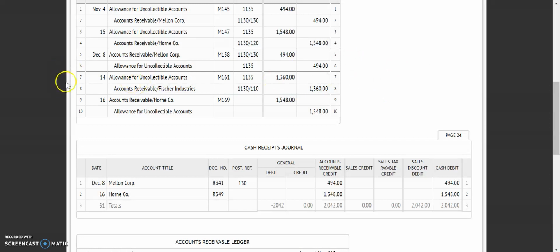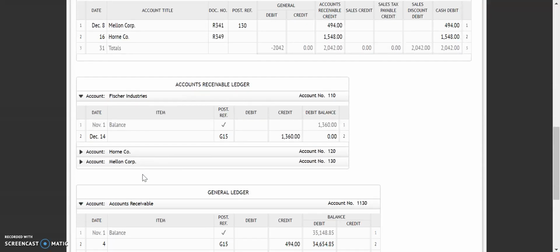And last but not least, on December 16th, we received a payment in full from Horn Company. So again, this is a two-stepper. One, we have to reopen our Horn Company, and then we also have to record the fact that Horn Company actually paid us. So let's start with our accounts receivable.